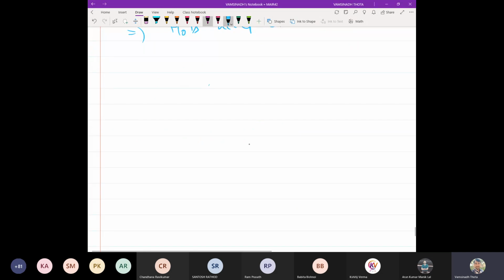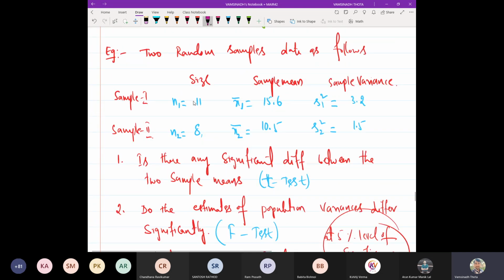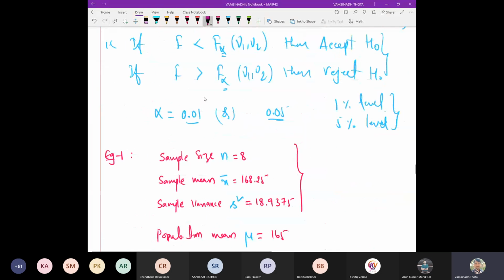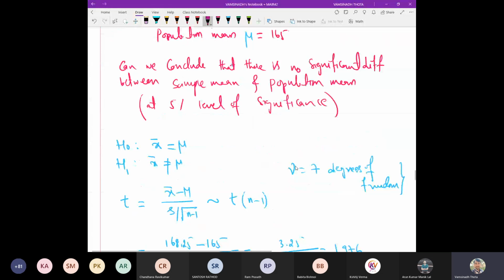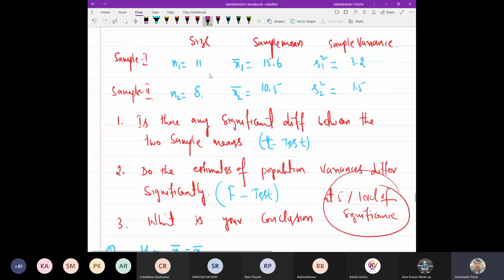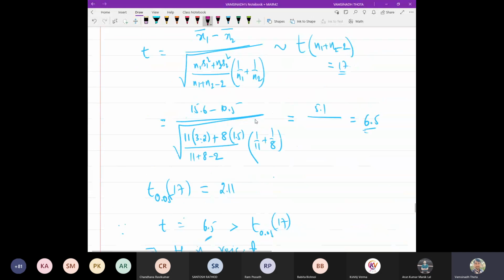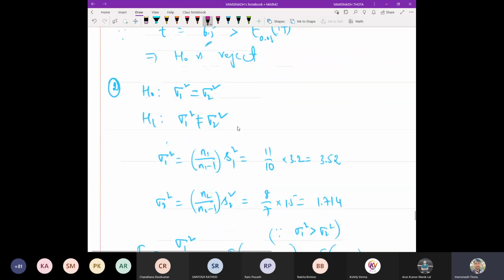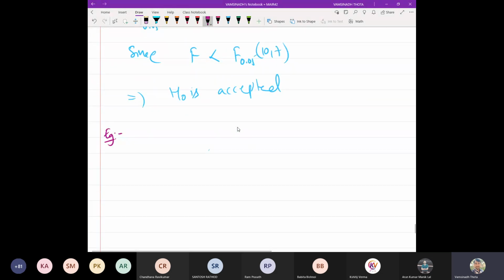We will solve one more problem. Now, in the two problems that we have solved, the sample statistics and the population statistics were directly given to us. Like this one, the sample size, mean, variance and population mean, and here also the size, the sample mean and the variance, everything is given to us directly. But it may not be the case always. For example, look at this exercise.